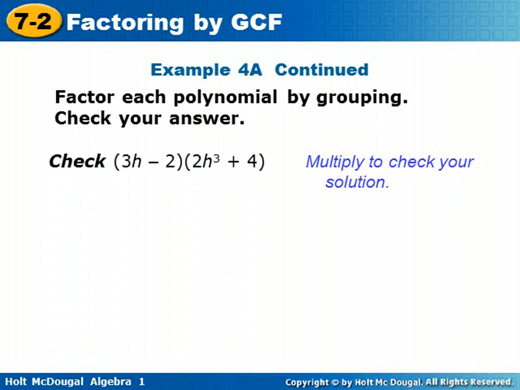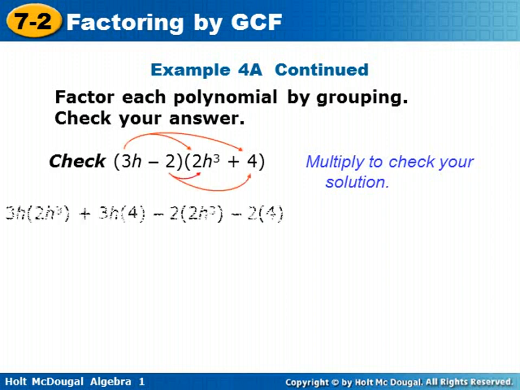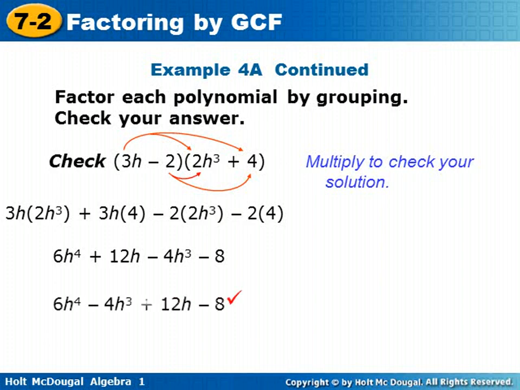You can always check your solution by multiplying the two binomials back together using FOIL. So we get 3h times 2h to the third plus 3h times 4 minus 2 times 2h to the third minus 2 times 4. That gives us 6h to the fourth plus 12h minus 4h to the third minus 8. The product is the original polynomial, so we know we've factored correctly.